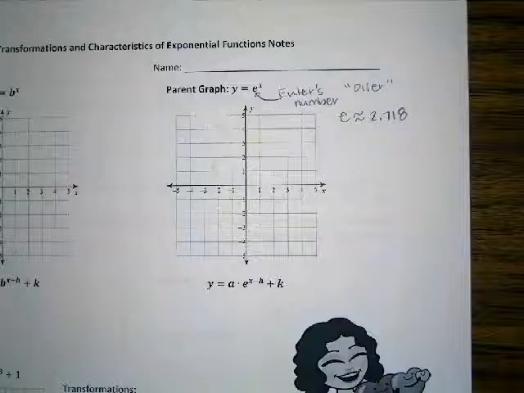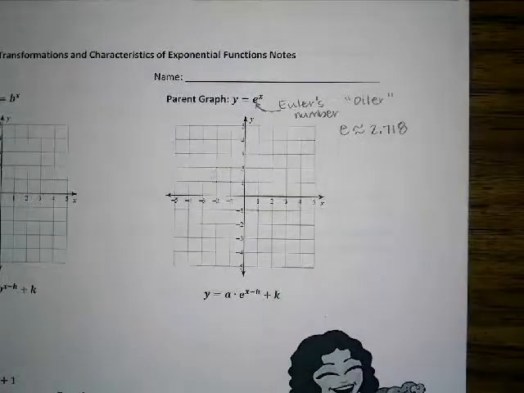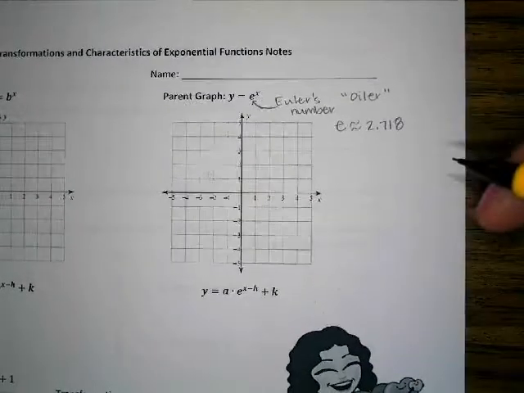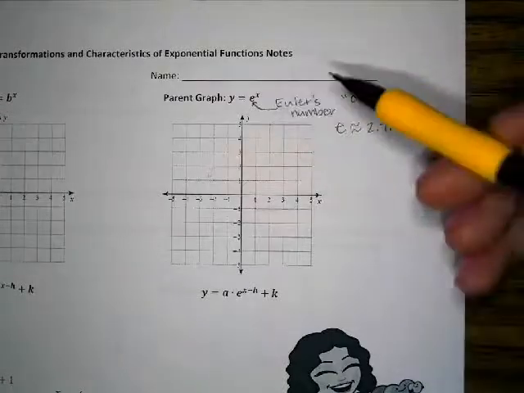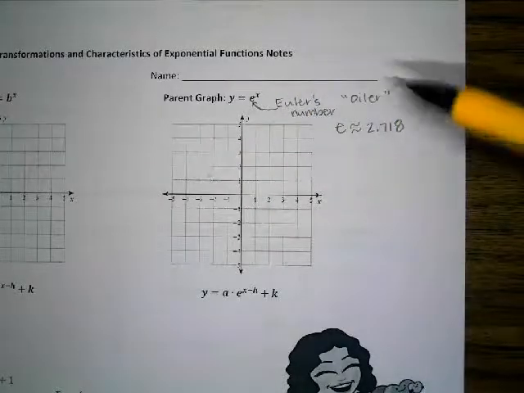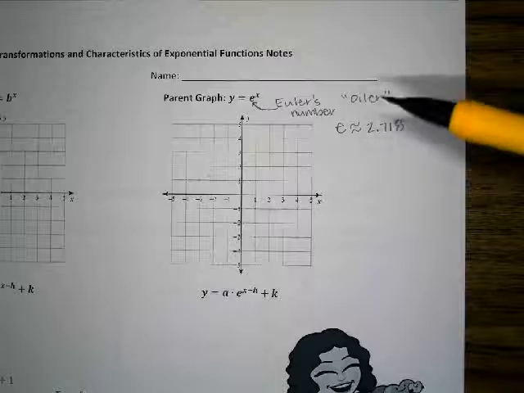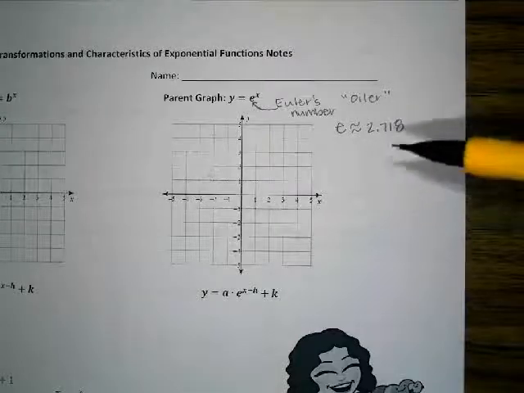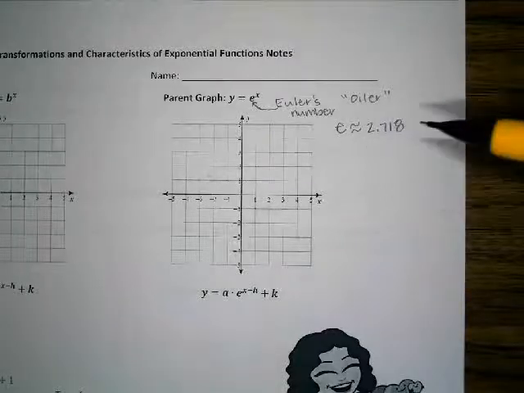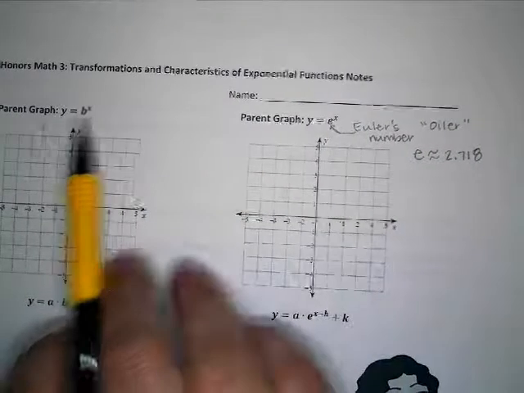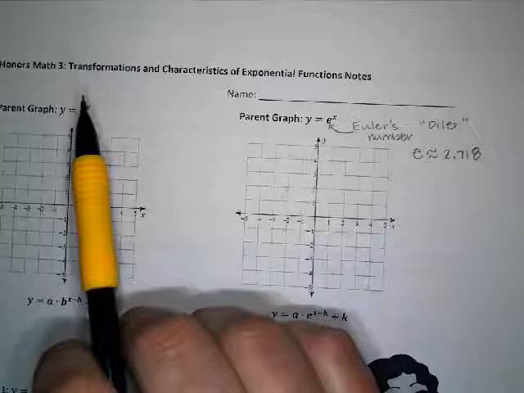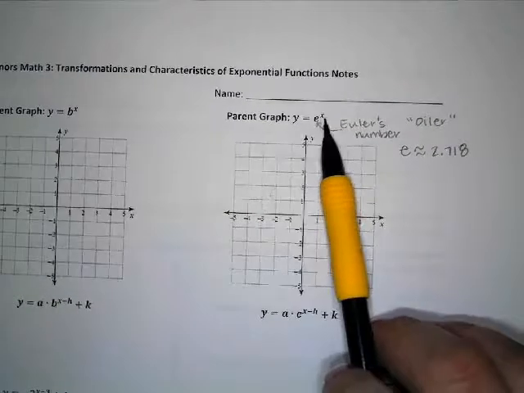That's Euler's number. Okay, so we're going to do the same thing that we did with the parent graph y equals b to the x. We just know that this one is special. It's a specific base number that happens to not be a whole number. It happens to be a decimal, and it's very common. In fact, when you get into calculus, you mostly never use a whole number base anymore. You use e to the x like 99% of the time.